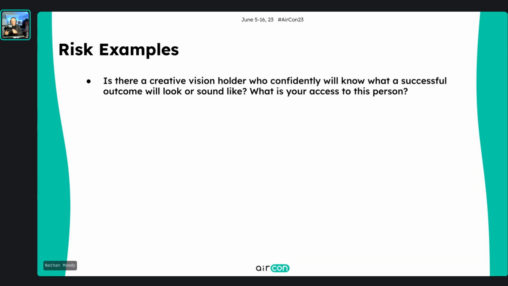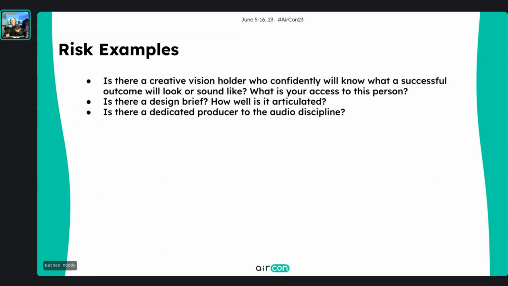You just bring them a rock and say, no, no, no, not that rock. And if the client has very ill-formed ideas about what it is that they want in terms of a successful outcome, that means more churn, more revision, greater risk that your effort will be higher. Is there a design brief at all? And if so, how well is it articulated?